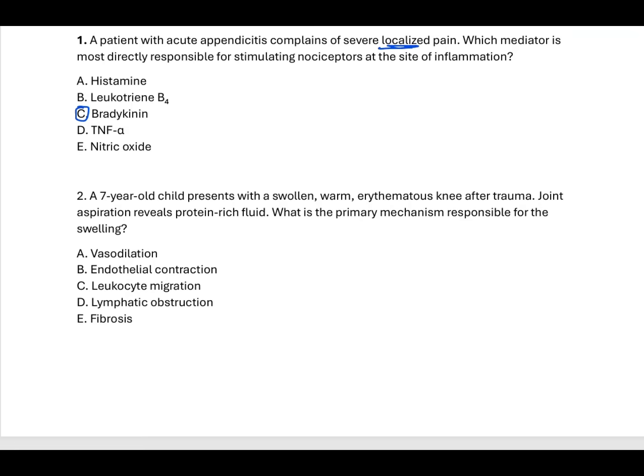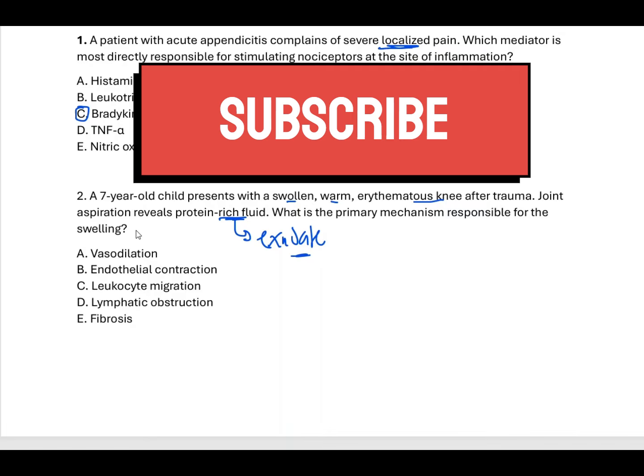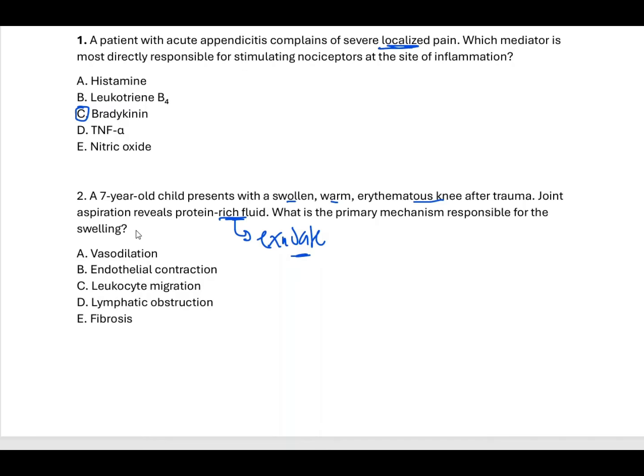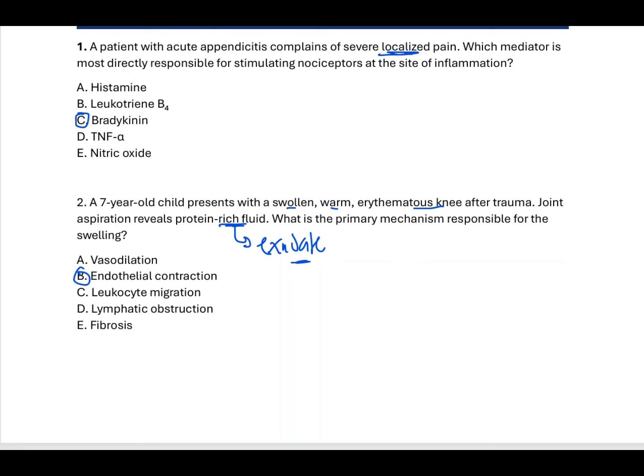The next one there is a 7-year-old child presents with swollen, warm, erythematous knee after a trauma. Joint aspiration reveals protein-rich fluid. Remember, we said that protein-rich fluid are what? Are exudates. What is the primary mechanism responsible for this swelling? So like we mentioned earlier, release of histamine is going to cause endothelial contraction, and that opens the space between the endothelia and allows those protein-rich fluid and the leukocytes to leave the blood vessel to go to the site of injury. So the best answer there would be endothelial contraction.